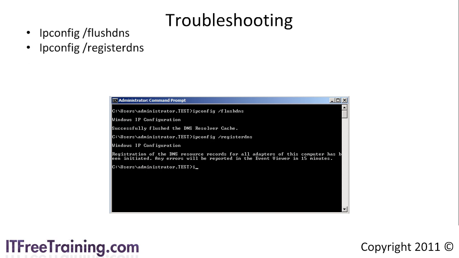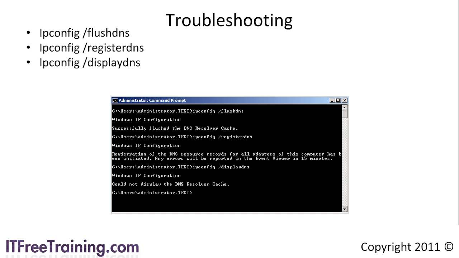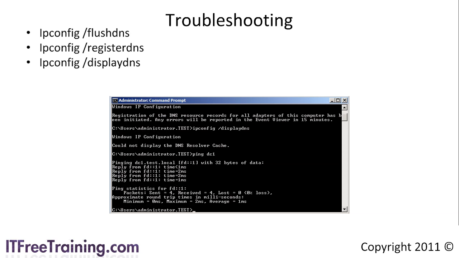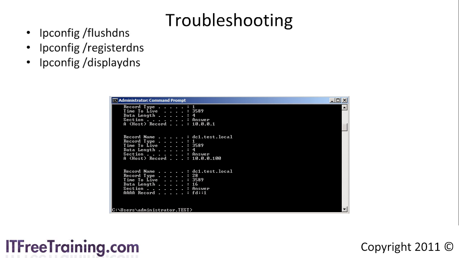Next, there is the command ipconfig /displaydns. This will show all the cached records on the local machine. As you can see, there are no records displayed because a DNS flush was just run. In order to get some records in the cache, I will ping DC1. In order to get the IP address of DC1, the client must contact the DNS server. If I run the command ipconfig /displaydns again, you will notice that now I have some entries in the local DNS cache.